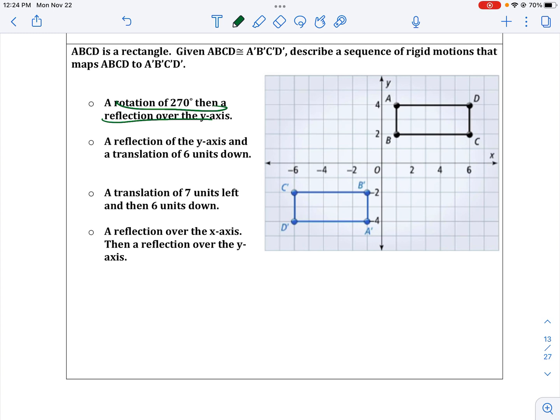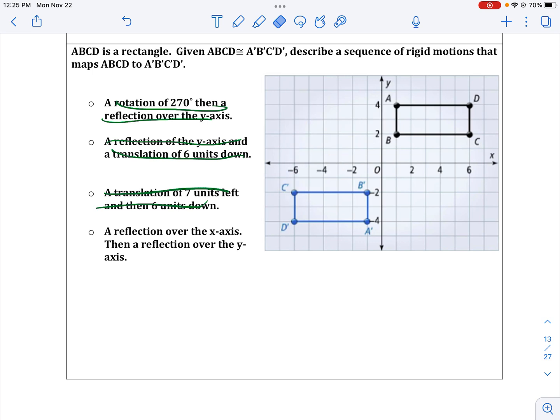For my second one, it says a reflection over the y-axis. If I reflect A over the y-axis, I'm right there, and a translation of down 6 units, 1, 2, 3. I end up on B prime. I need to end up on A prime, so this one is also not the correct answer. Next one, a translation of 7 units to the left. So here's 7 units to the left, and then down 6 units, and I end up on C prime. Again, A maps to A prime, so this is not the right answer.